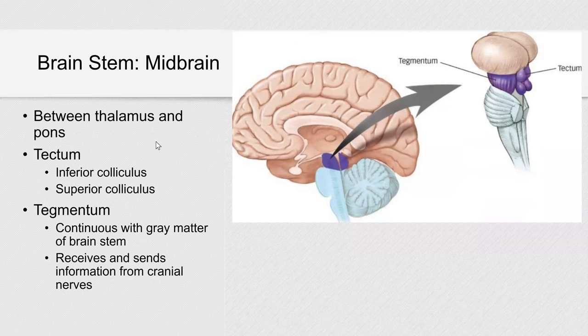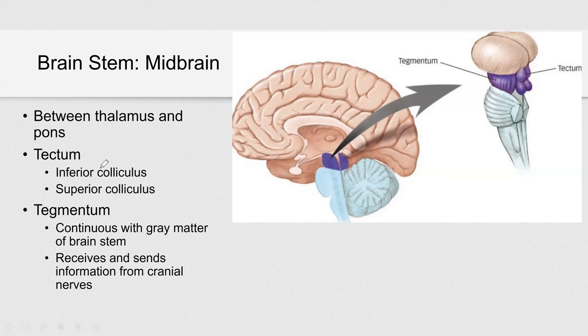Okay, so now we look into these parts of the brain stem a little bit deeper. For example, the midbrain right over here is the most superior part of the brainstem. It's in between the thalamus and pons, and it has tectum and tegmentum. The anterior part is tegmentum and the posterior part is called tectum.